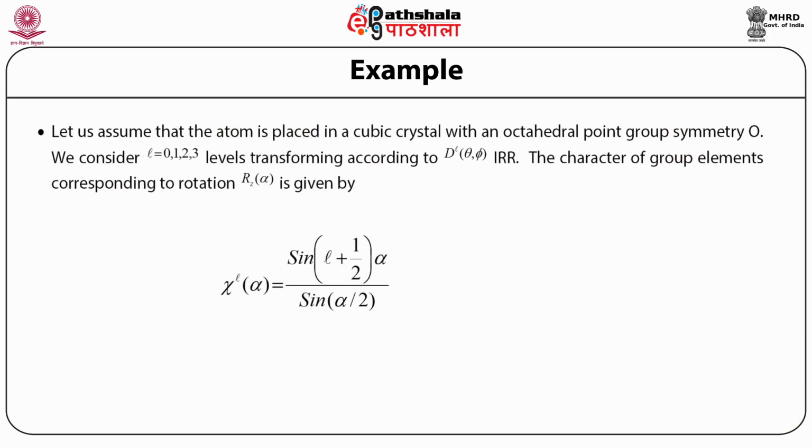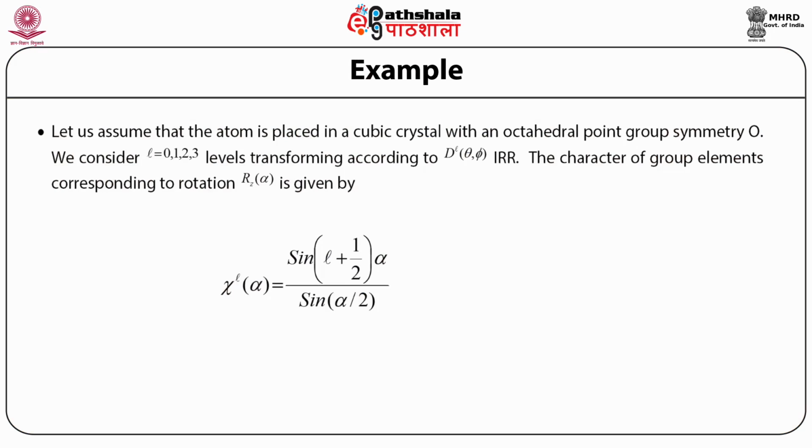Now, these electronic levels would split when placed in a molecule or a crystal into levels which will correspond to the irreducible representations of the symmetry of the point group. And this is achieved by resolving the 2l plus 1 fold degenerate levels of the SO3 into the irreducible representations of the point group. Yet another example.